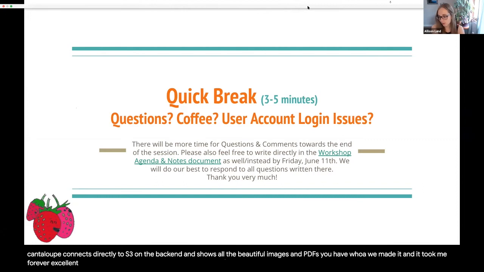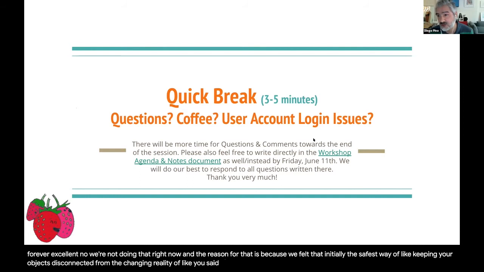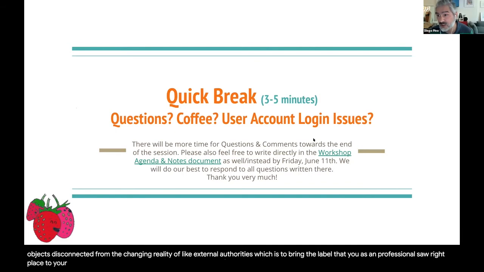First up from Laurel, she asked about Wikidata. If an entity is linked to Wikidata, does one automatically get all the references, authorities, and IDs contained in Wikidata for the entity? No, we're not doing that right now. The reason is that we felt the safest way of keeping your objects disconnected from the changing reality of external authorities was just to bring the label that you as a professional saw, plus the URL, but not bring the metadata itself.